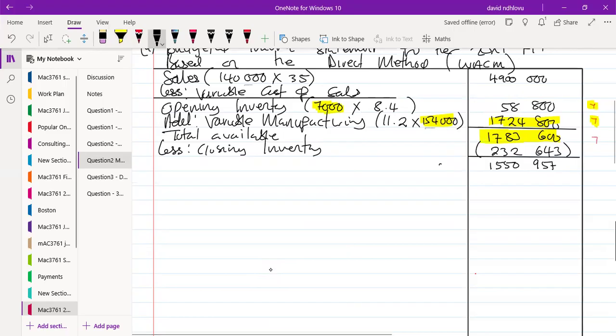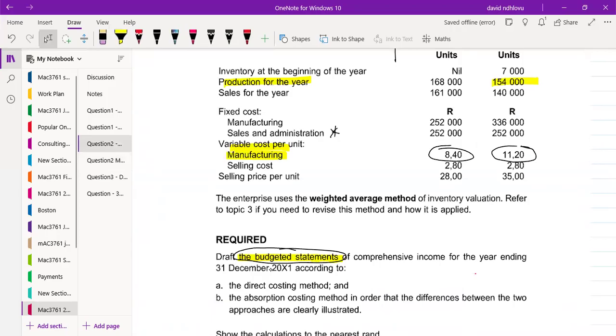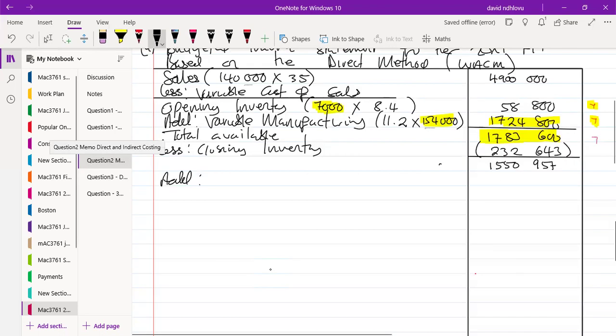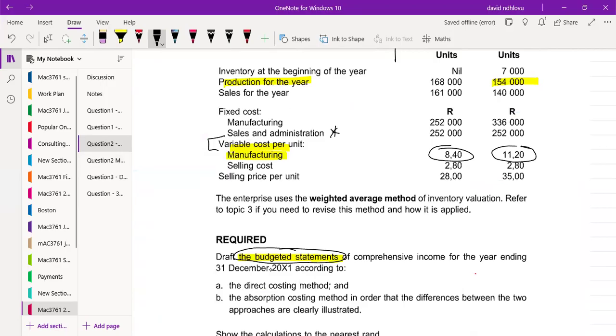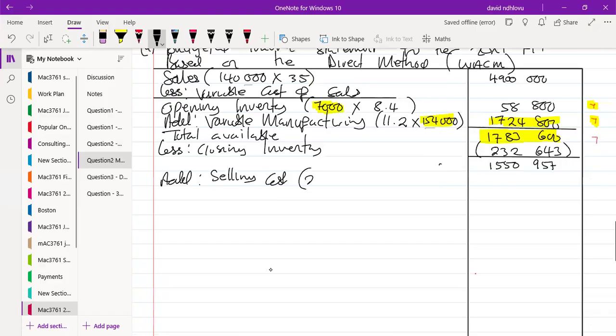Then from there, we say add other variable cost. We go and check which other variable cost we have. We have the selling cost. So we are going to include the selling cost here. We have the selling cost per unit, which is given as 2.8. Now, selling costs are determined by the number of units sold, not the number of units produced. So it will be 140,000 by 2.8, which gives us 392,000.